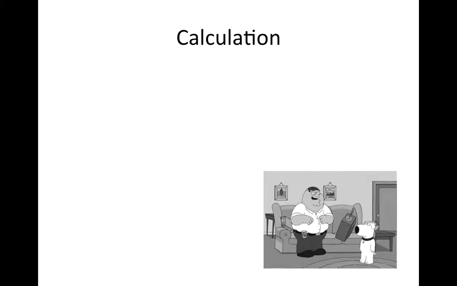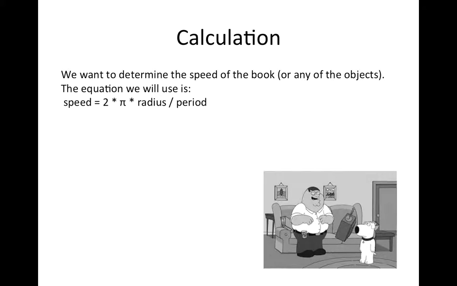Now, using those two numbers, we want to go ahead and determine the speed of this book, or this glass, or this television. And so the equation that we're going to use for that is, as you can see here, the speed of each of these objects will be 2 times pi times that orbital radius we just defined, and divided all that by the orbital period.